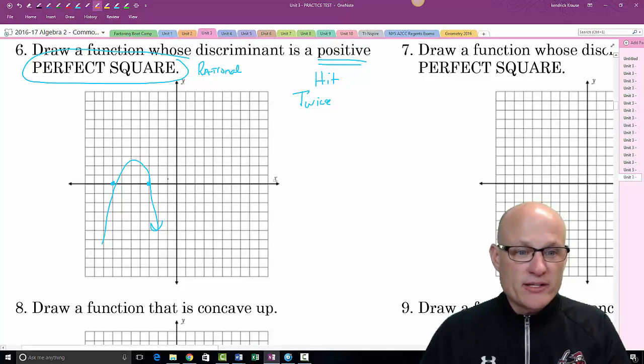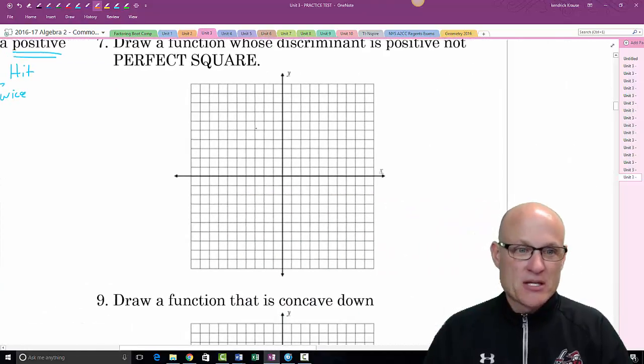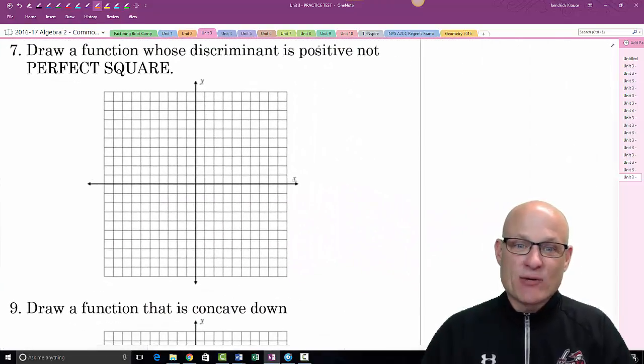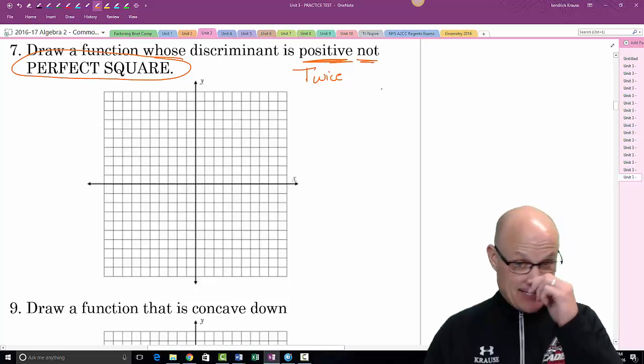Let's try. I could put the point here, and I could put the point here, and I could say, okay, I'm going to have this parabola come down. It's going to hit that nice point down there, and it's going to hit that nice point right there. 2 nice points. If it's positive, again, we have positive. That means we're going to hit twice. But it's not a perfect square, which means I can't take the square root of it.